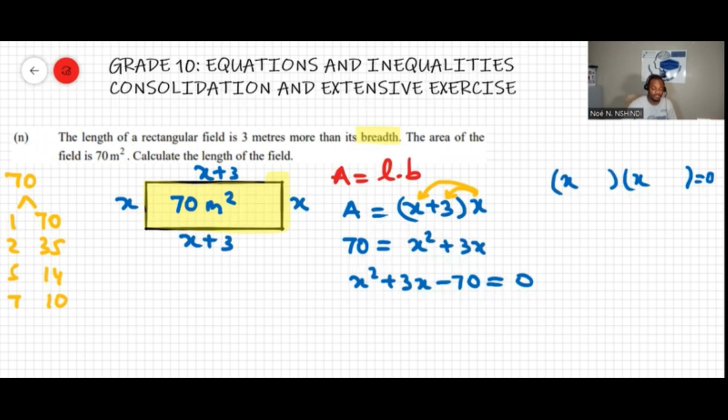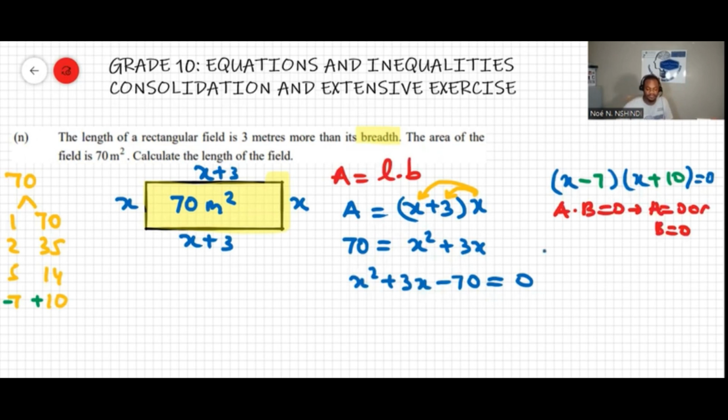So this is possible if it's negative 7 and then positive 10. So over here, I can just place in minus 7 and then plus 10. Now, this means, according to our law, that A times B equals 0 implies that A is 0, or B is 0.